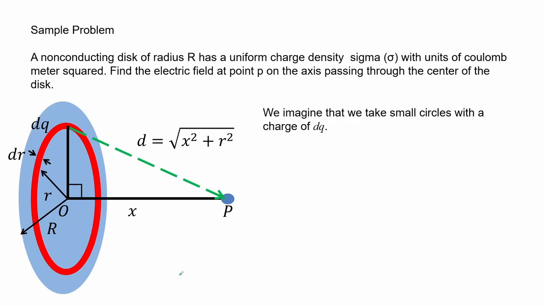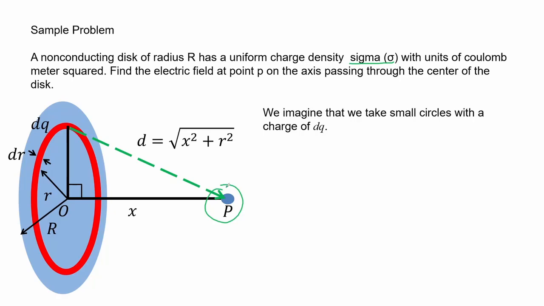Sample problem. A disk of radius r has a uniform charge density sigma with units of coulomb per meter squared. Find the electric potential at point P on the axis passing through the center of the disk. We can see from the figure some of the parameters are seen and calculated here, like the length d.